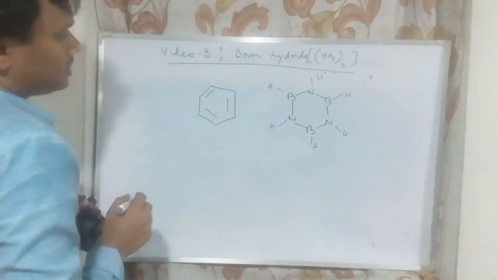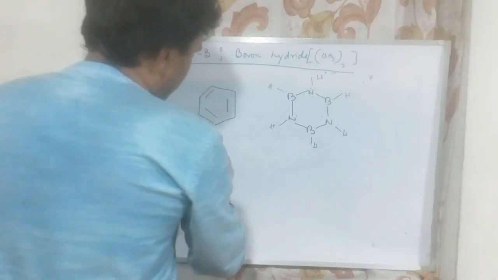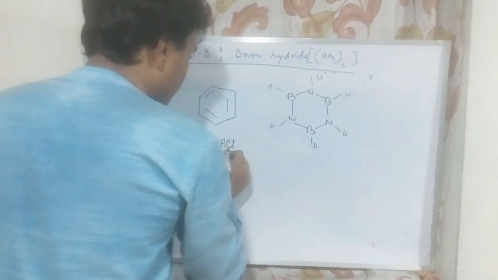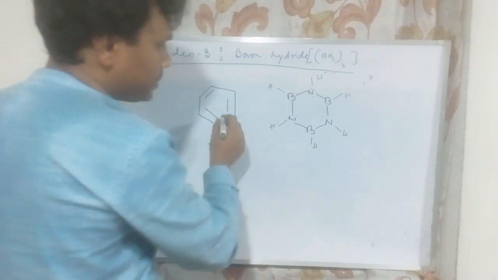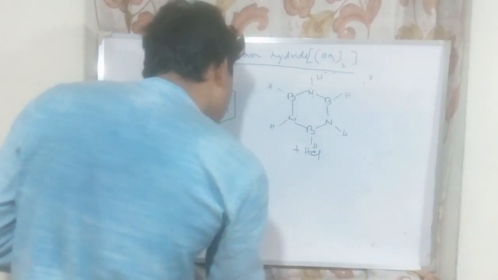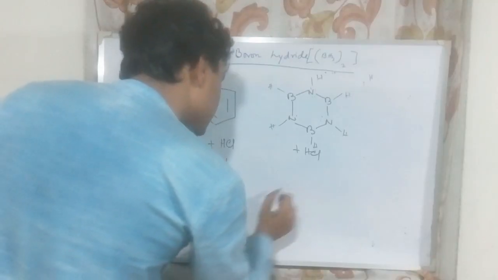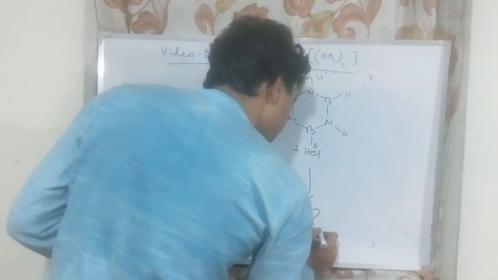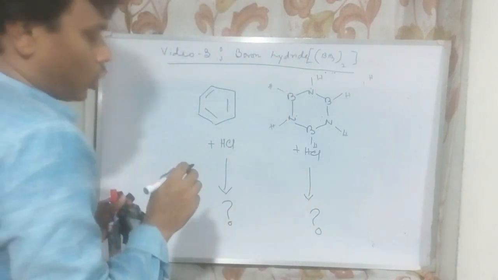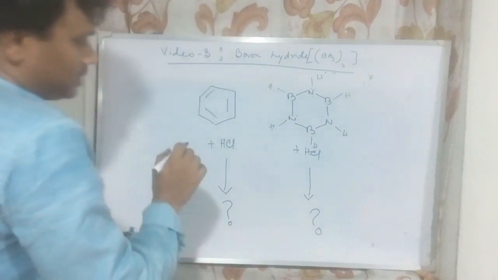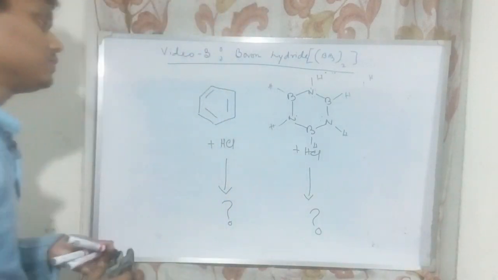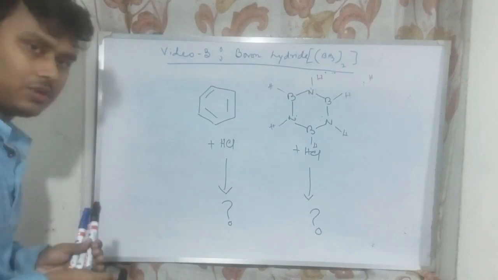And the question is, hydrogen chloride is reacted with both benzene and borazine. What will be the product in both reactions and why? That means you have to explain your observation for this reaction. So you should try this question. I will give the answer in my next video.